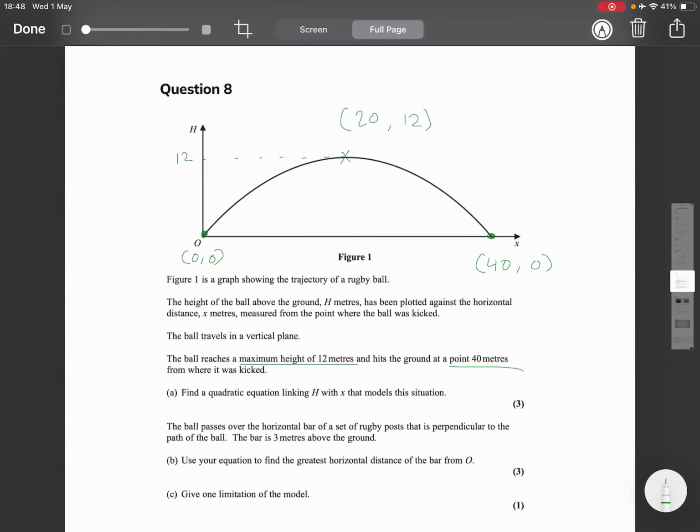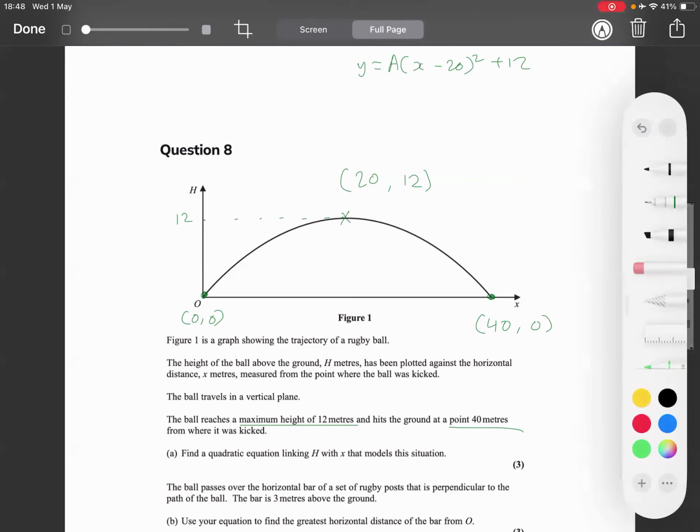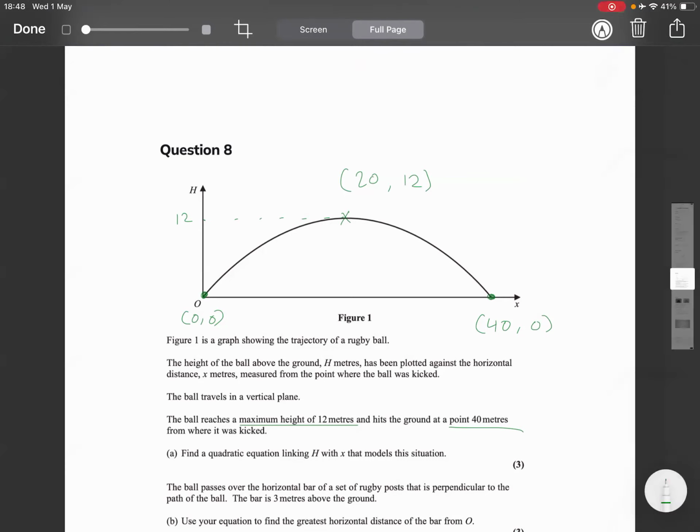There's two methods we can take. We can do the completed the square method, which is y equals x minus 20 squared plus 12, and put an A here because we know the time, but let's not do this. So the factorized roots are y equals x plus 0, x minus 40, because we know the roots are 0 and 40. Then we have to put an A here. The reason we have to put an A here is because traditionally a quadratic is U-shaped. So this has been transformed in some way.